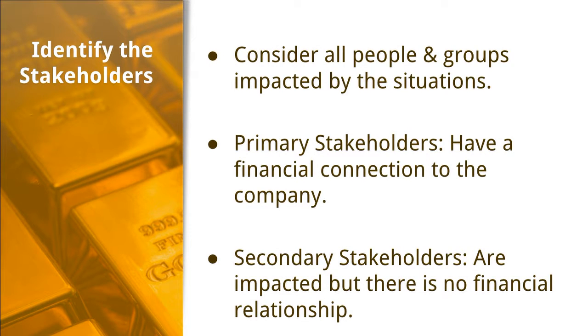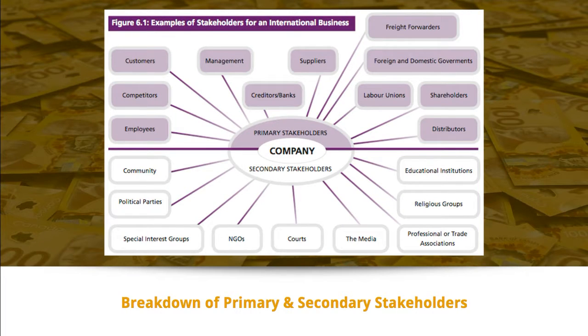The next part is, who are the stakeholders and how are they affected? Primary stakeholders have a financial connection to the business, and we give those priority because we are in business. Secondary stakeholders are impacted by what's gone on, but there's no financial relationship. So here's a chart that might show the difference. So, employees, they're paid by the company. Suppliers have long-term relationships, management, customers, shareholders, a bank that's given a loan. They all have a financial interest in the success of the business.